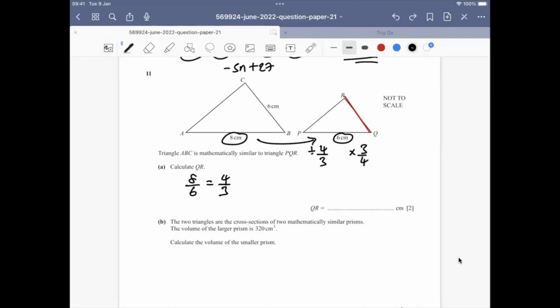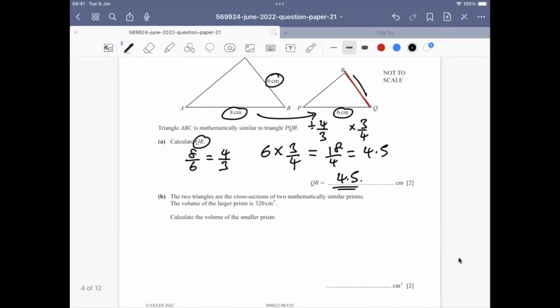So to work out what QR is, which is this length here, we're going to take our corresponding length of the big triangle, which is 6, and we're going to multiply it by the scale factor to get the side of the smaller triangle, which is 3/4. So that's going to be 18/4, which is going to be 4.5 centimeters.